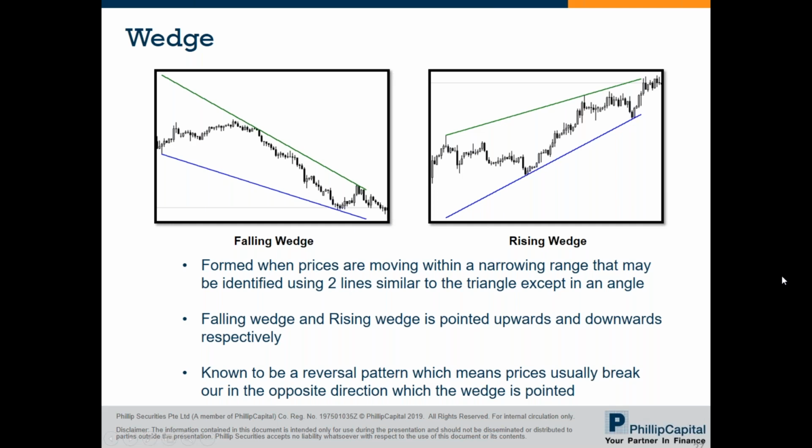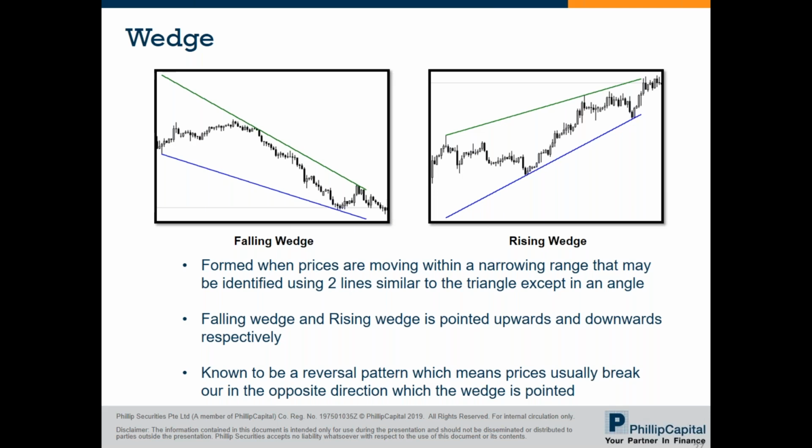So next we move on to a wedge. So this is a falling and rising wedge. Depending on the trend of the market, if it is moving upwards or downwards, in a downtrend, a falling wedge is the one that you want to look out for. If it's in an uptrend, a rising wedge is what you want to look out for.